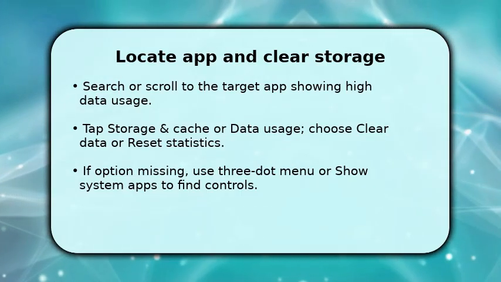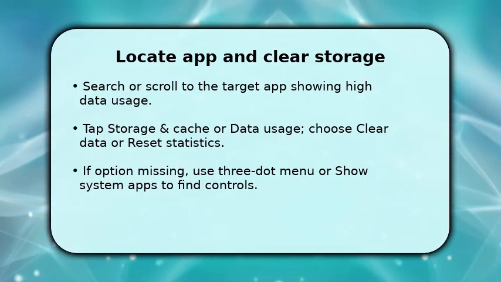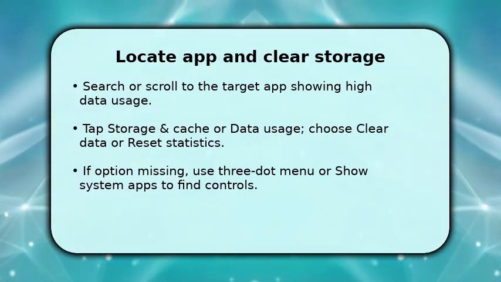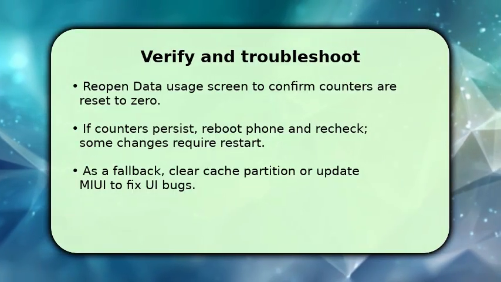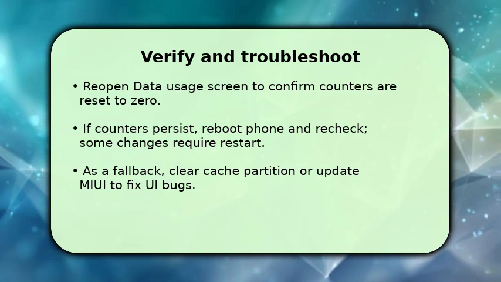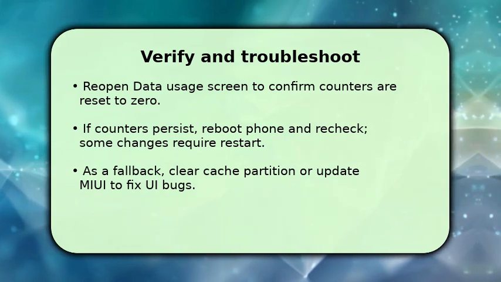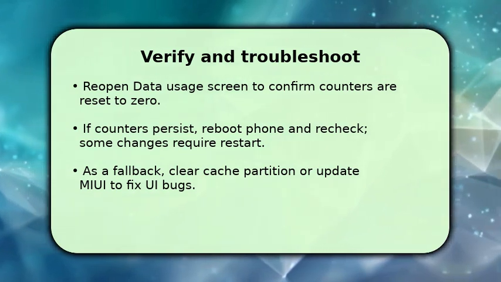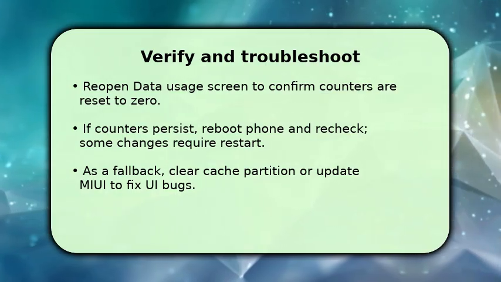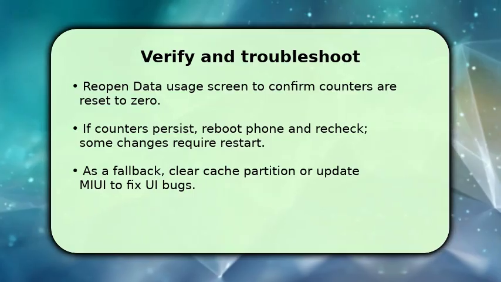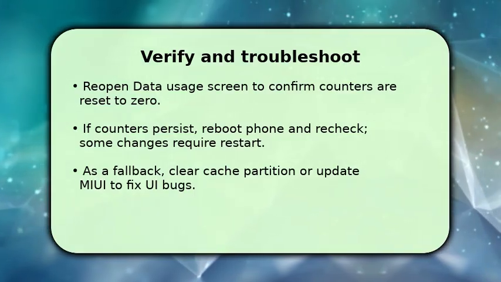Then, you should immediately reopen the data usage screen to confirm the counters read 0. This verifies success. If numbers remain unchanged, reboot your phone and recheck, because MIUI occasionally needs a restart to apply setting changes. If a reboot doesn't help, clear the app cache or, as a fallback, clear the system cache partition. These steps address lingering UI or indexing issues.